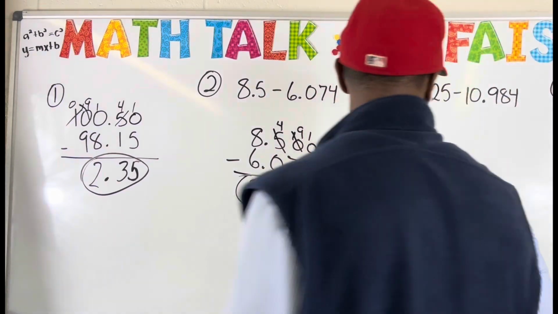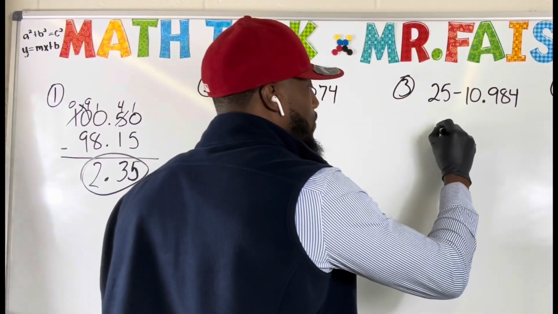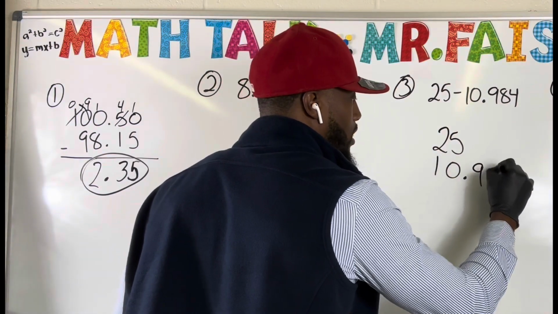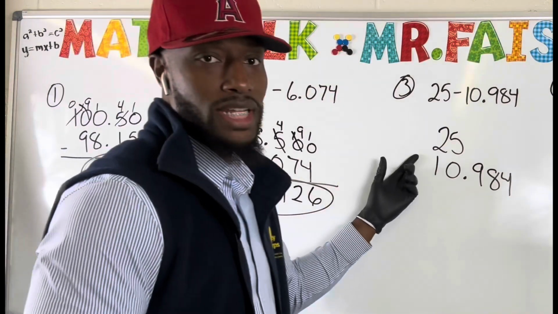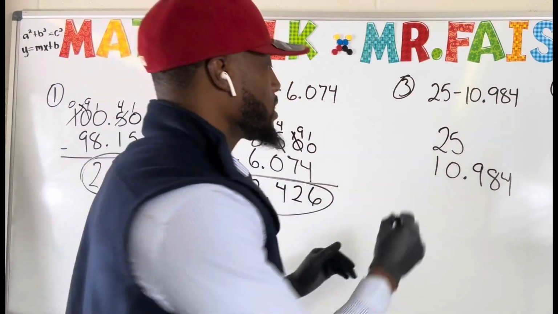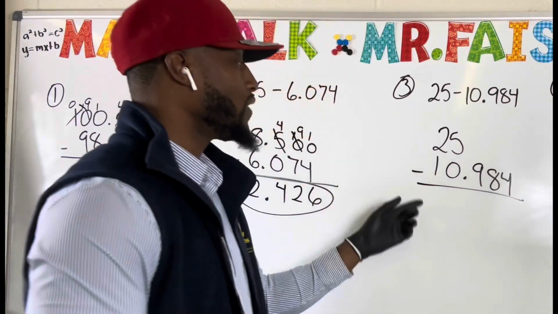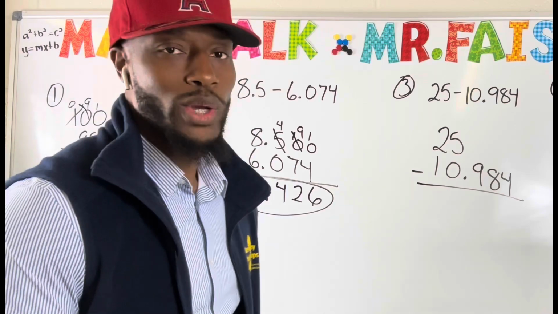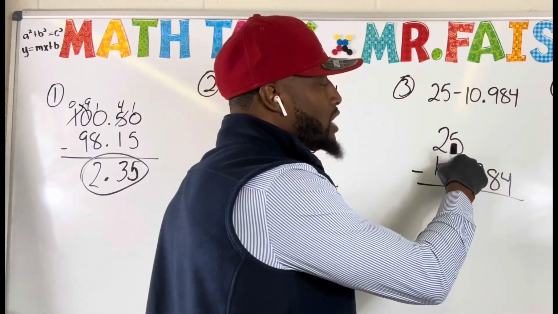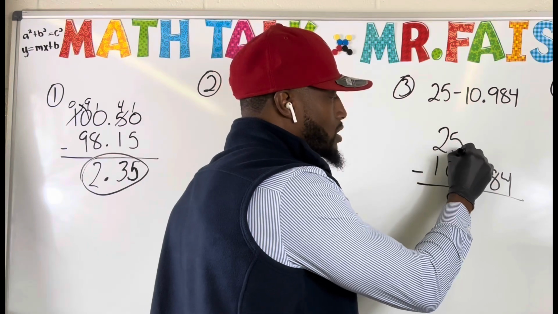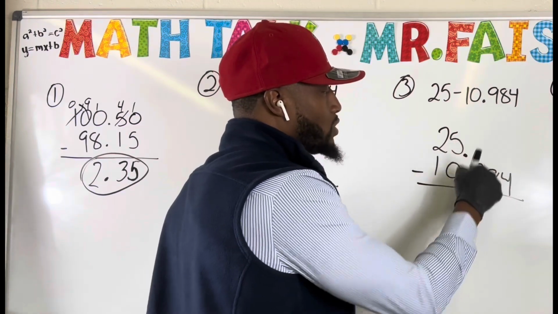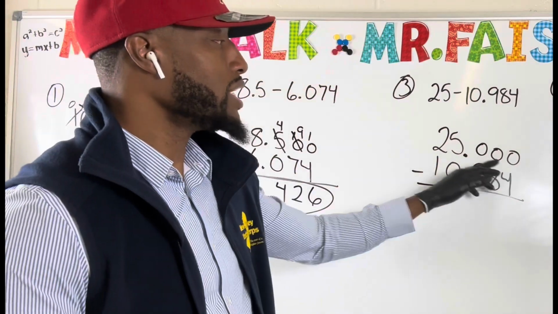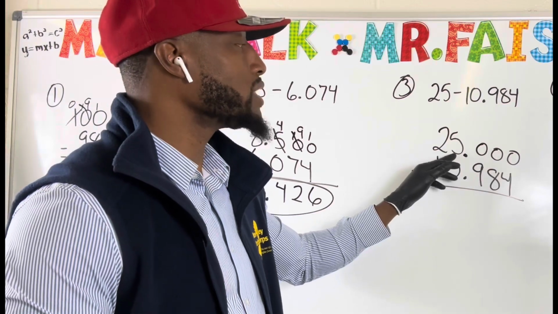What we want to do, we have 25 and we have 10.984. This 25 doesn't have a decimal. So it's kind of like, do I just subtract 25 from 10 and then bring the 984 down? No. Nah, we ain't going to do that. What we're going to do is, even though we can't see it, we know there's a decimal right here. So you add your decimal, and then you add 3 zeros to fill in those places, right? None of these have anything, right? So we have to go all the way to the 5 to borrow.